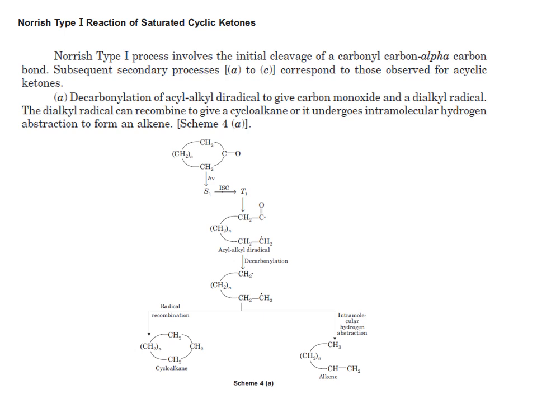Here we can see this is the cyclic ketone, and under the presence of light this cyclic ketone goes to the singlet excited state. Then intersystem crossing happens, it comes to the excited triplet state, where this carbonyl carbon alpha bond cleavage takes place to produce this acyl alkyl biradical. And this acyl alkyl biradical undergoes a decarbonylation reaction to produce this alkyl radical. This alkyl radical undergoes either recombination to produce the cycloalkane, or intramolecular hydrogen abstraction to produce this alkene on this side, and here it is converted to CH3.